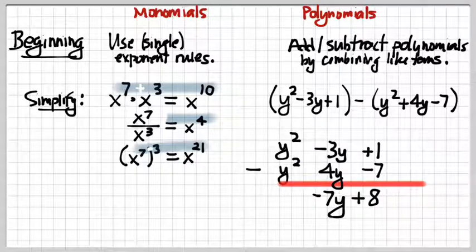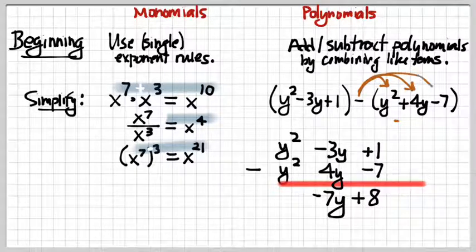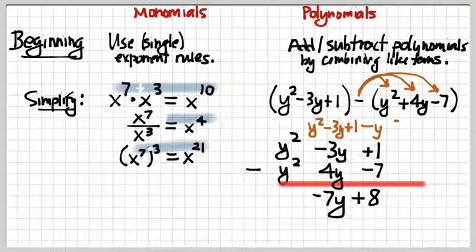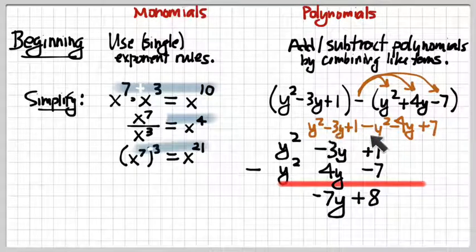The other way to do it is called the horizontal method, and in that method we end up distributing this minus sign across the parentheses and then turning this into y squared minus 3y plus 1 minus y squared minus 4y plus 7. And then, again, just combining the like terms that we see there, and we get negative 7y plus 8. So whichever way you look at it, you are welcome to take either the horizontal or the vertical method as your means of solving these problems.